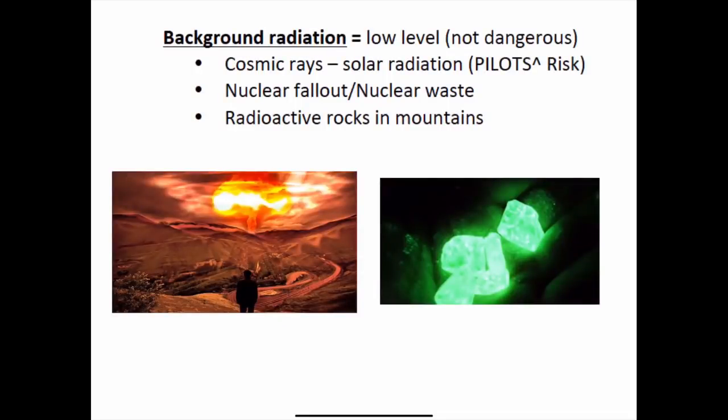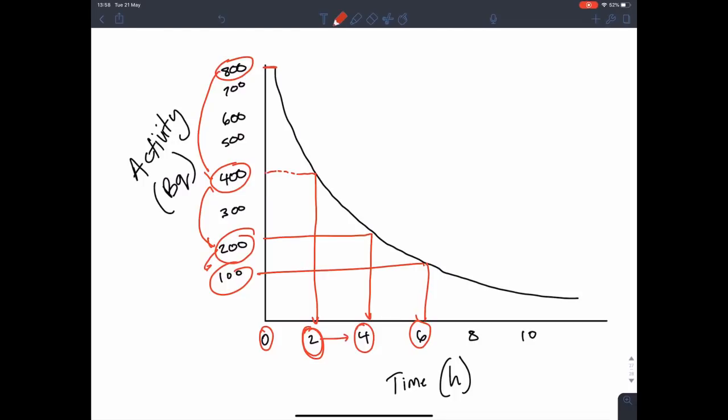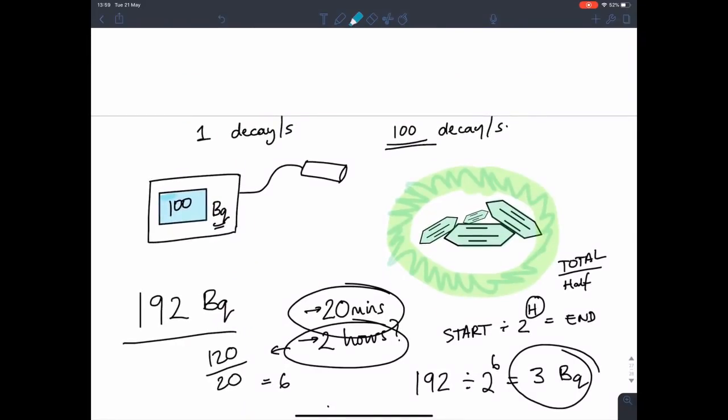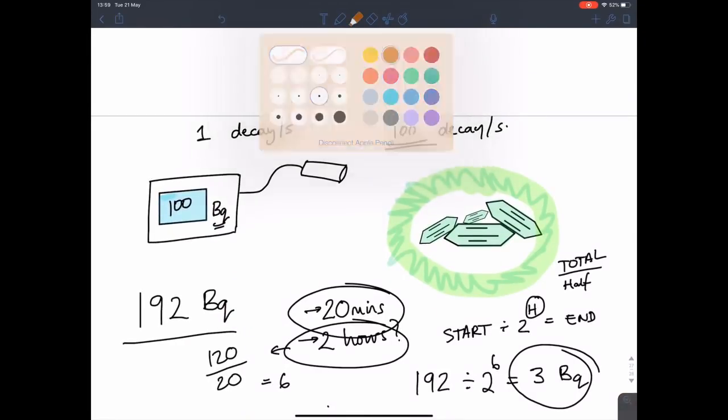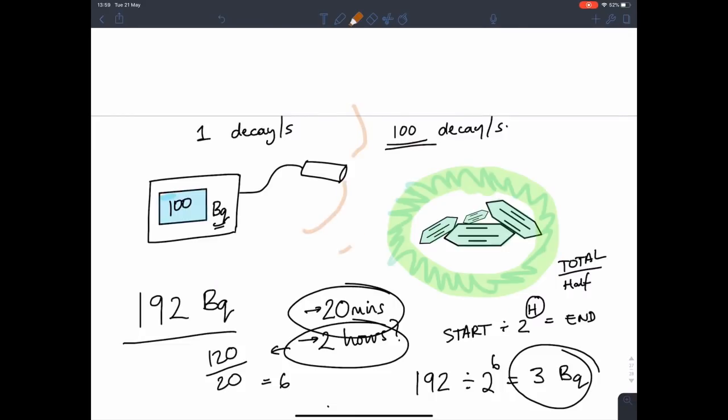Okay, now, if you notice over here, the graph will actually never hit 0, and the reason it will never hit 0 is because although you're measuring the radioactivity of the material using a Geiger-Müller tube, there's always background radiation which comes into the machine, and that's the reason why it will never go to 0.